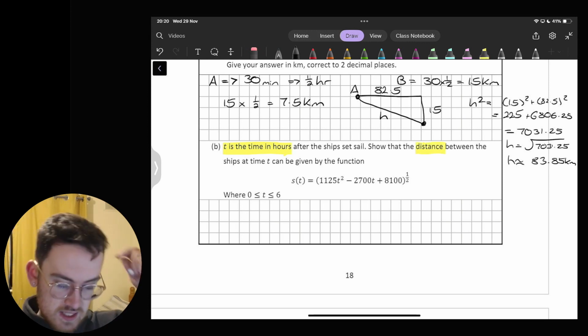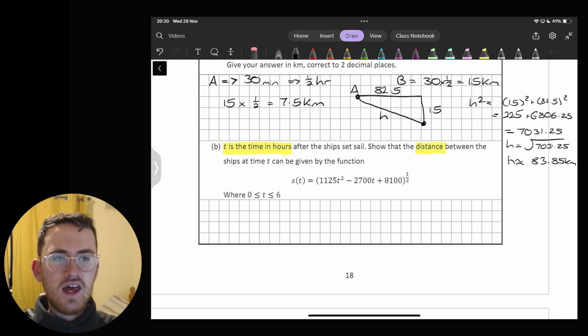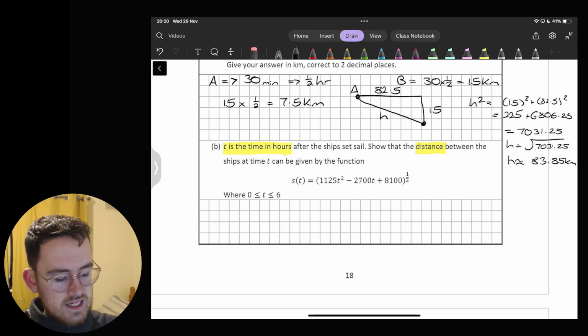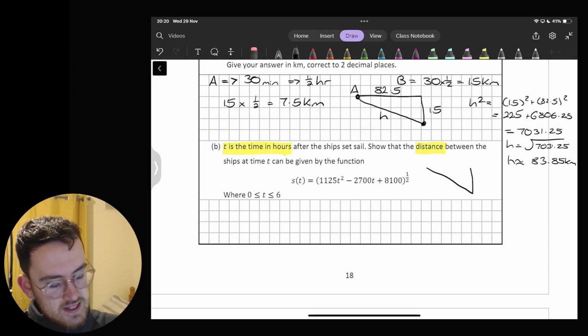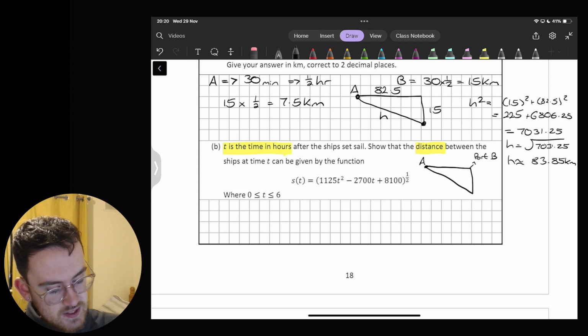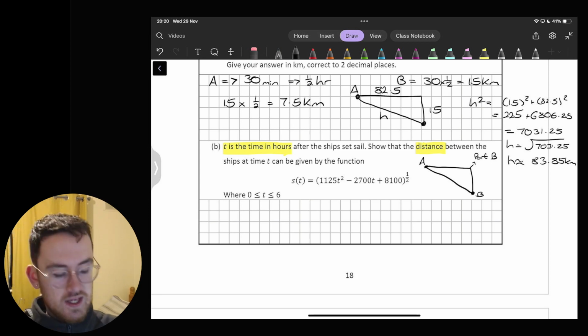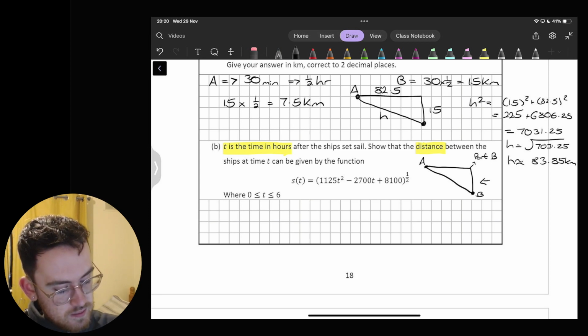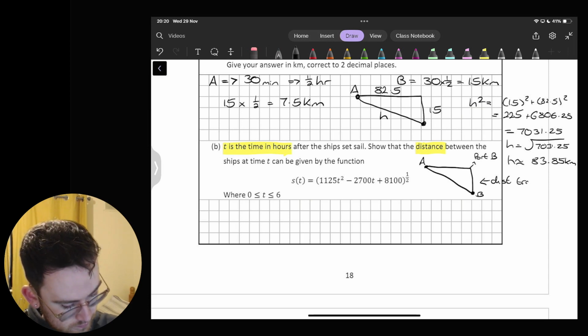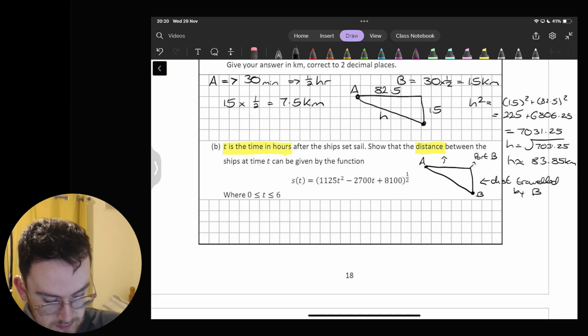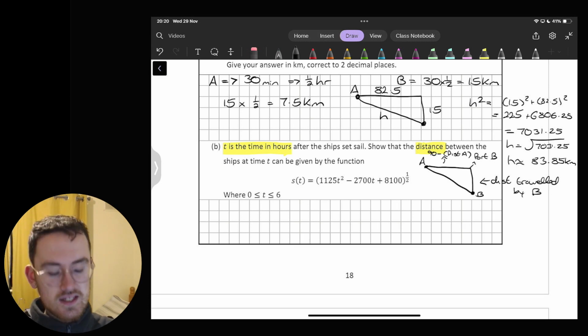We should know that the distance between the ships, as we've worked out there, comes down to Pythagoras in the end, but we need to also include the distance between ship A and port B, and then the distance between ship B and port B. So this is the distance traveled by B. And this top one, as we saw in the last part, is 90 minus the distance A has traveled. Okay, so let's work out expressions for these distances.